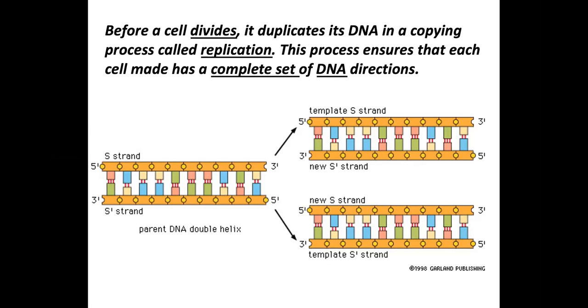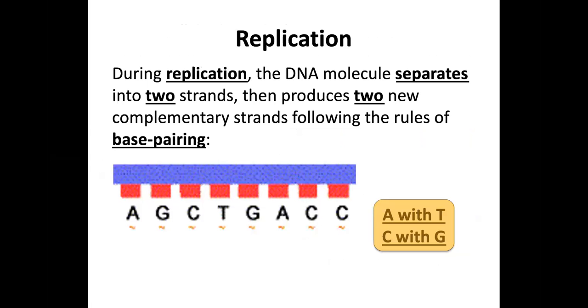So up here, you have DNA, and then DNA will be split apart, and we're gonna go through the process of how this happens. Once DNA splits, we can then make a copy of each strand. So one DNA molecule, when it's copied, now becomes 2. So during replication, the DNA molecules separate into 2 strands and they produce 2 new complementary strands using the base pairing rules that we talked about yesterday. A to T, C to G.